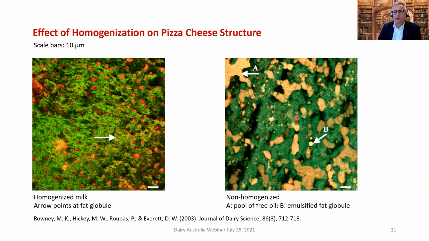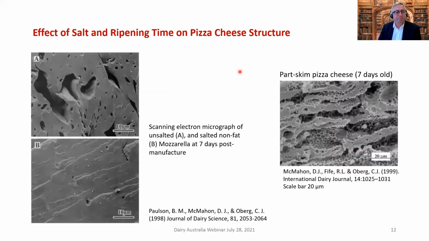The green is the protein again, and if you heat and stretch it, you'll get what's seen up here at point A, which is a coalescence of fat globules, which forms those sort of lakes of oil which are present within the pizza cheese structure. So that's one way we can alter structure, by homogenizing milk.